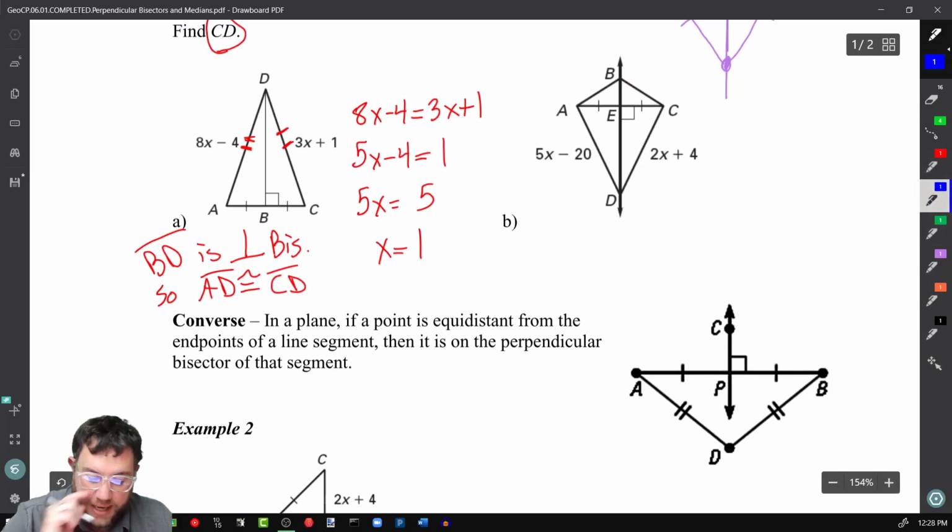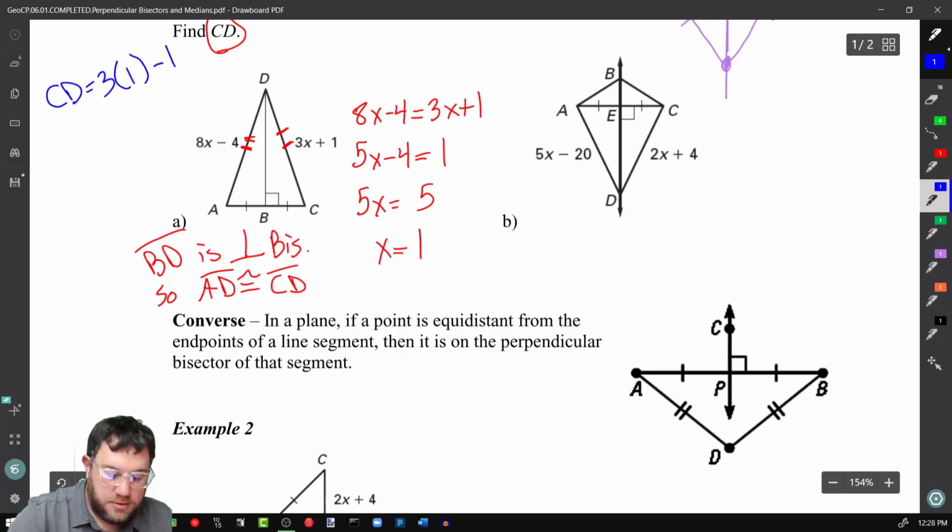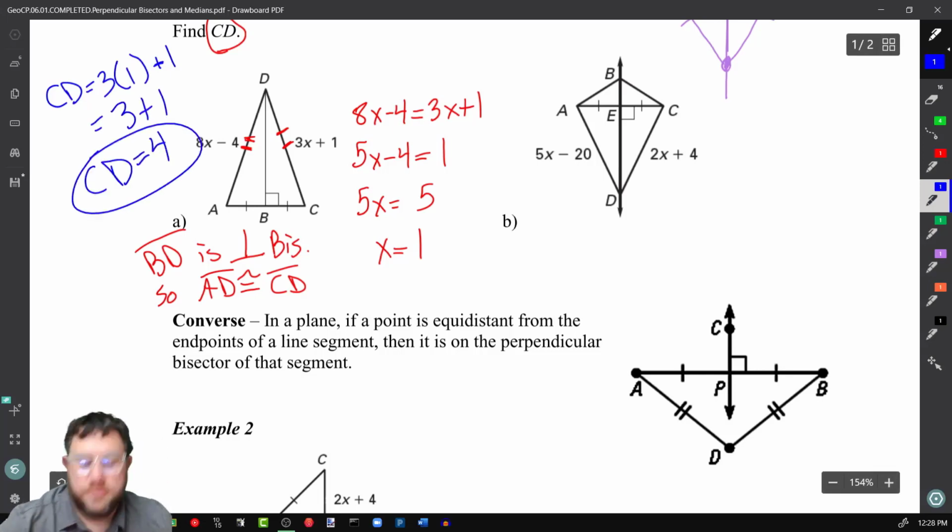So let's go back and plug that in. CD is 3x plus 1. So that will be 3 times 1, plus 1, not minus 1. So that will be 3 plus 1. So CD equals 4.